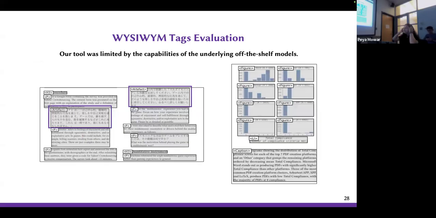But we also found that our tool was ultimately limited by the capabilities of the underlying off-the-shelf models. So we were using a pre-trained object detector, which would often have difficulty in understanding figures. It might sometimes break the figure into multiple subfigures and generate bounding boxes for all of them. And the OCR that we were using only had English as the language. So sometimes if there was text in the PDF which was in some other language, it would not be able to identify that and tag it correctly.